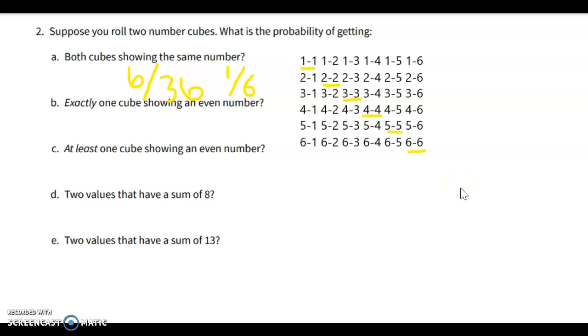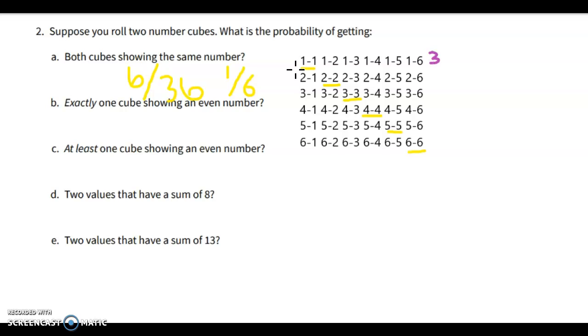so now in the next one, exactly 1 cube showing an even number. That doesn't mean they both can show an even number, but it says exactly 1 cube. So let's look at this first line, okay? So let me get some purple going on here. So these are both odd. Well, here's 1, odd, 2, odd, 3, right? Because a 2, a 4, and a 6 are even, and only one of the die is showing an even number. So that's 3.